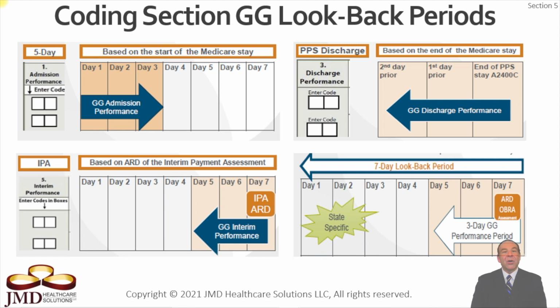Not too complicated. Only 3 situations you can fall into with that. Your admission, your IPA, and your OBRA assessment, if your state's doing that, which a lot of states are. And eventually that's going to turn into your CMI system, which is going to be using the same system as PDPM, which should be exciting for all of us.